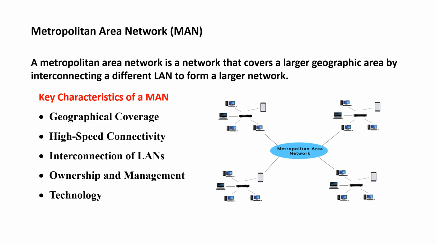A metropolitan area network is a type of network that connects multiple local area networks within a city or metropolitan area. It bridges the gap between smaller local area networks and large wide area networks, offering high-speed connectivity over a medium-sized geographic region, typically spanning several kilometers.